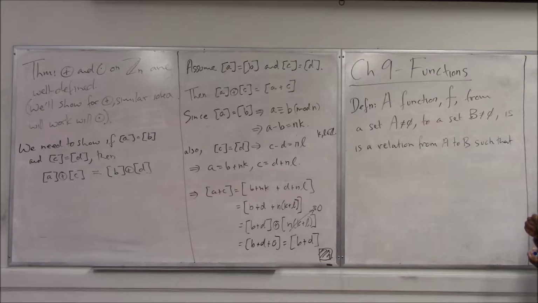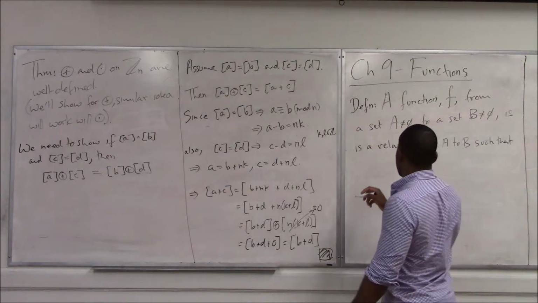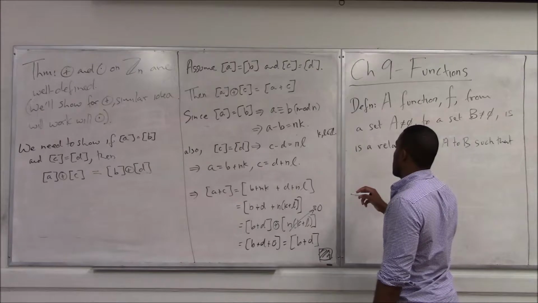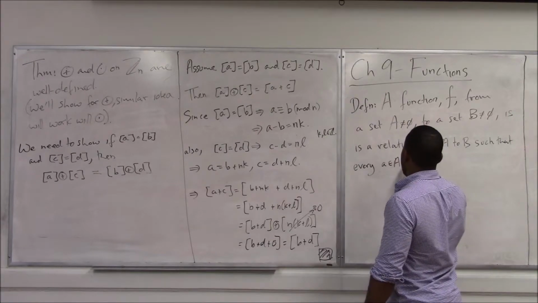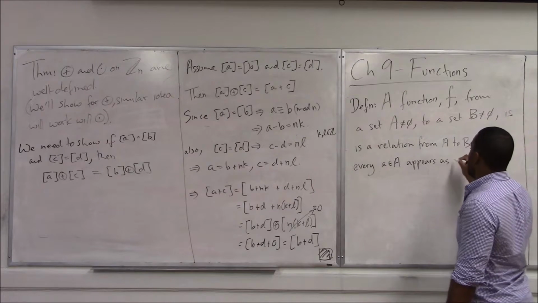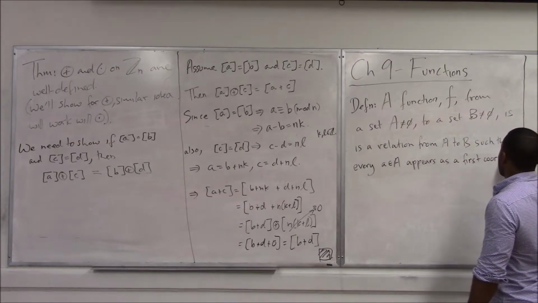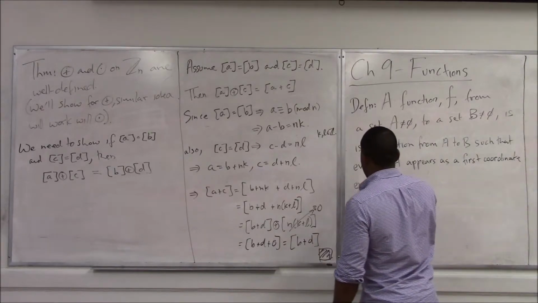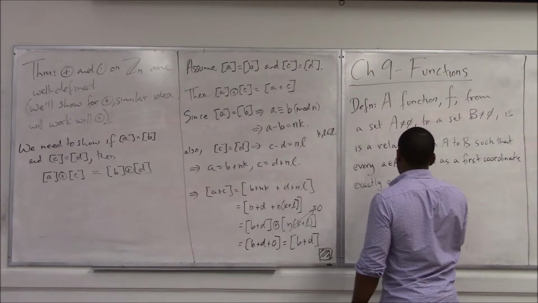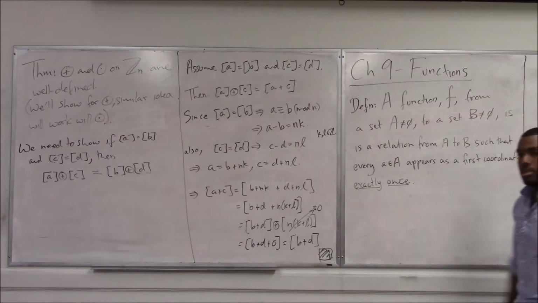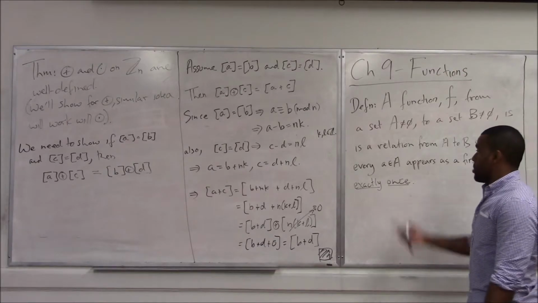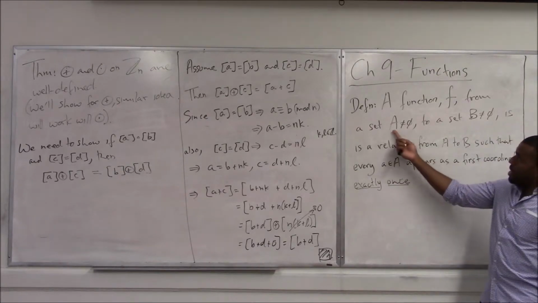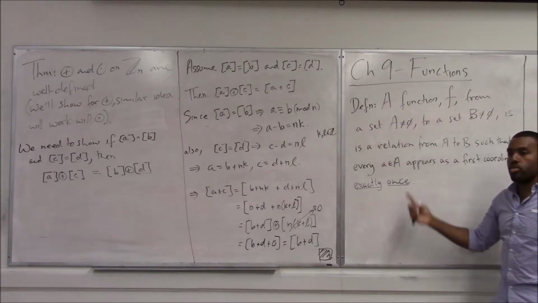No, that's not true. For all A in A, there exists exactly one B in B. For every element in your domain, there is exactly one. Every A in A appears as a first coordinate exactly once. So there's no real restriction on B. There's no restriction on who they can choose or who they can be assigned to. But everyone must be assigned to someone.